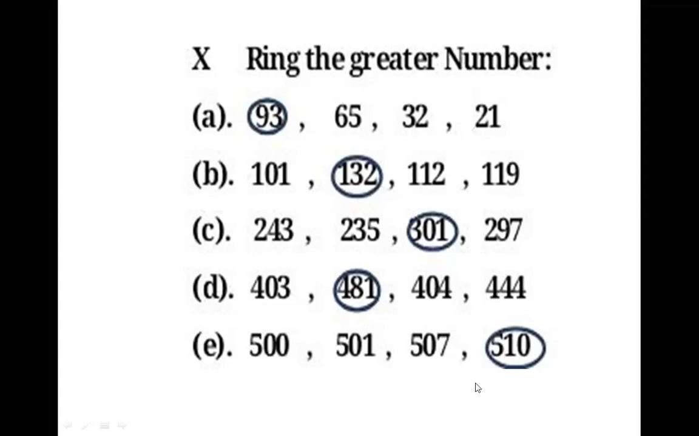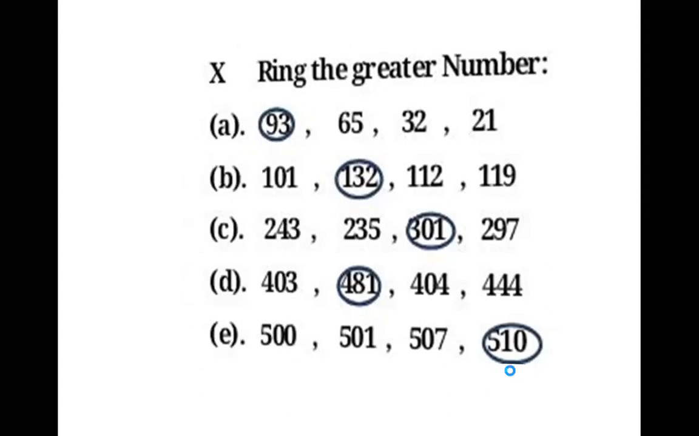Like this we have to see the numbers, which is greater or smaller. This is the easy way, my dear students. That's why I taught you in this way. Otherwise, we can see the numbers directly: 93 is bigger, or 65, or 32, or 21. You have to check. 93 is automatically bigger than the other numbers, so we will circle 93. Is it clear?